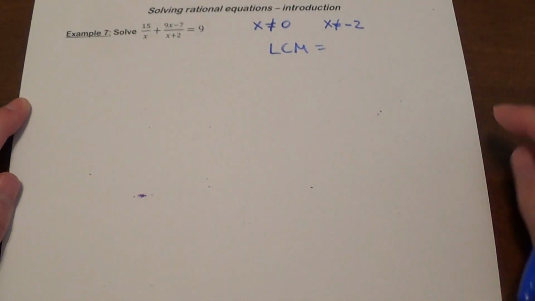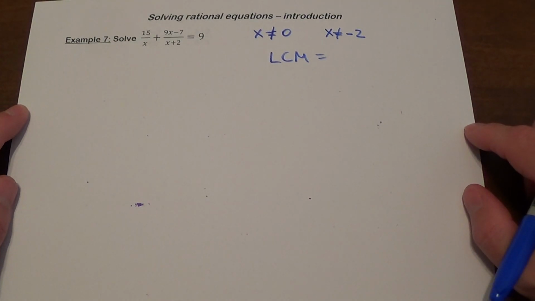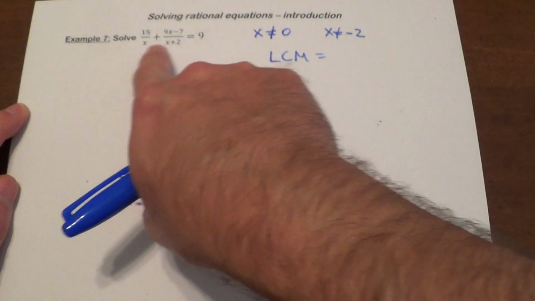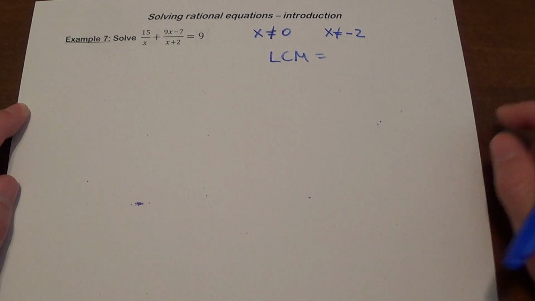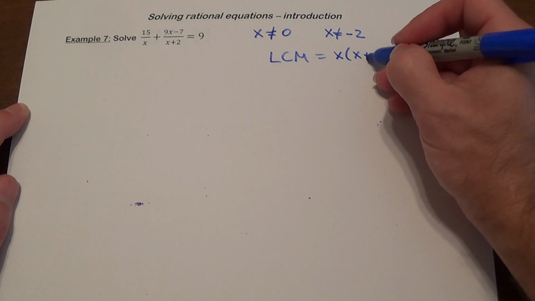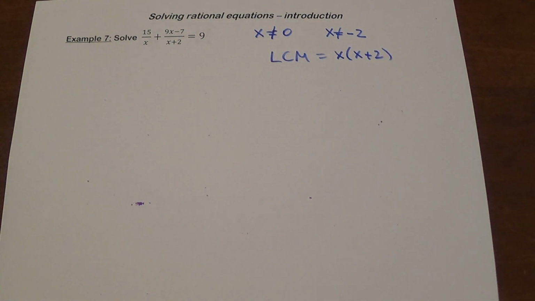Well, typically what you need to do is factor everything and find common factors for your denominators, but these are very simple. None of them is a factor of the other, so the only way you can make a common denominator here is by multiplying both sides by x times x plus 2. This is our least common multiple. And that's exactly what we're going to do.